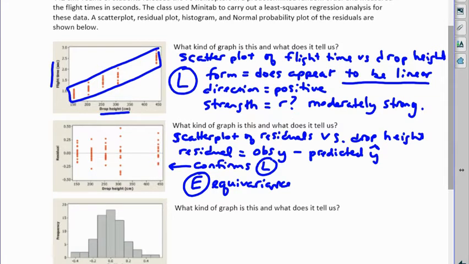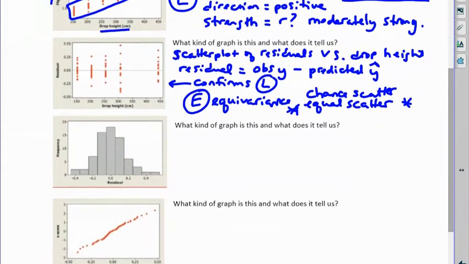And so I would say that it looks like chance scatter, equal scatter. And so that does look good. So that's definitely confirming my equivariance, E. Remember, it's LINER. So far, we've only got L and E done.